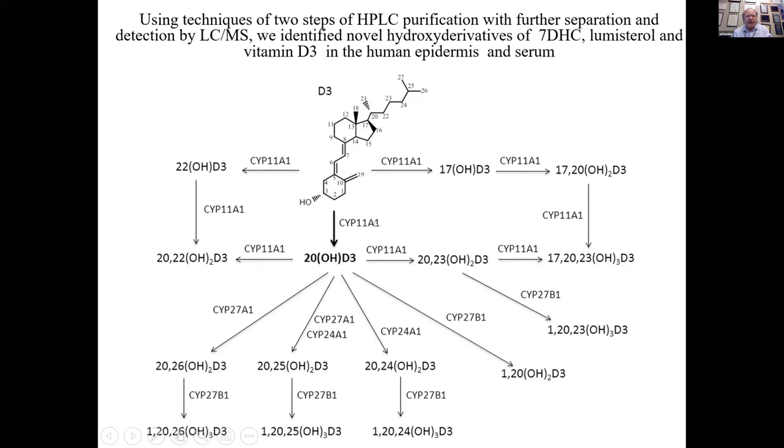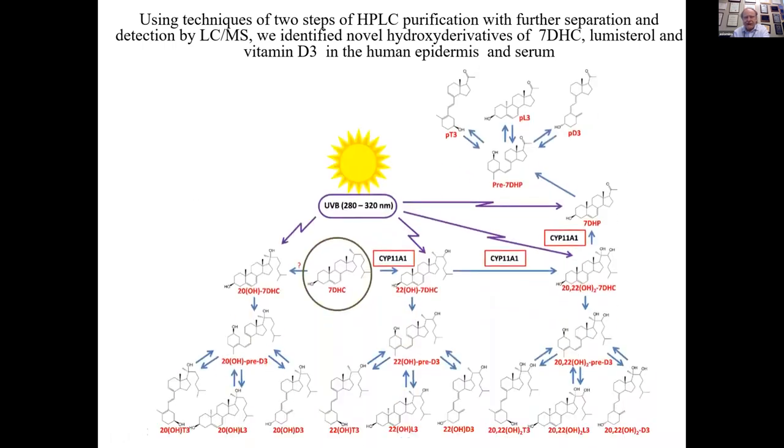CYP11A1 acts on vitamin D, hydroxylating it in different positions. The positions are given by numbers, so there are different carbons on which it is hydroxylated, and we know 20-hydroxy, 22-hydroxy, for example. But the main product is 20-hydroxy, which is further hydroxylated by CYP11A1 to other hydroxy derivatives, or by other enzymes, to produce at least 15 new vitamin D hydroxy derivatives, which have a different position of the hydroxy group on the side chain or D ring.